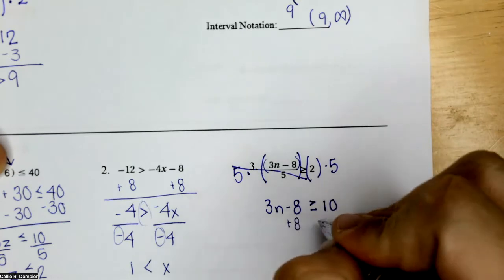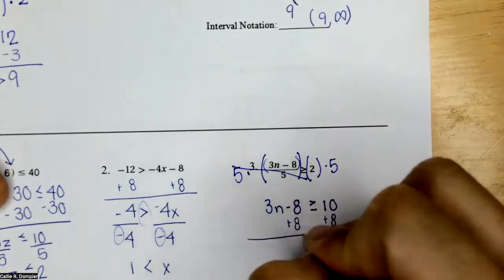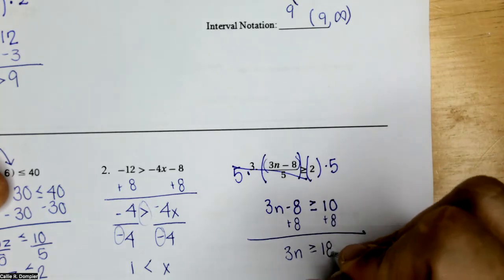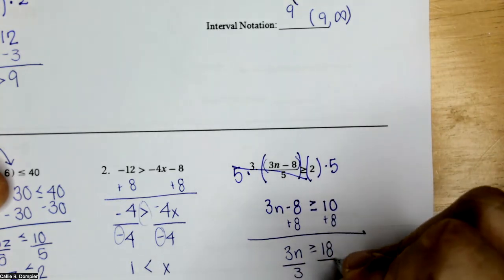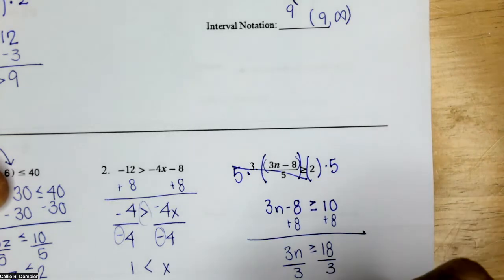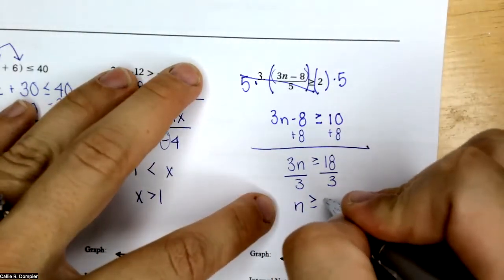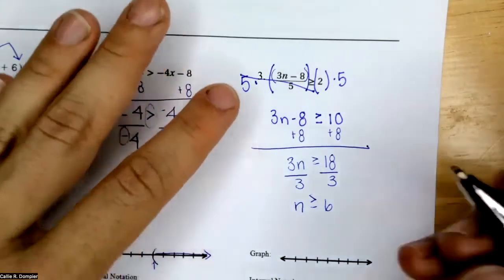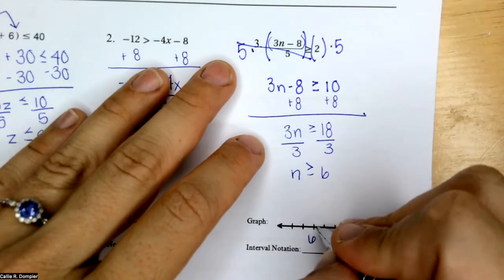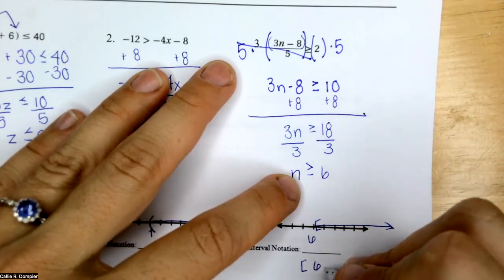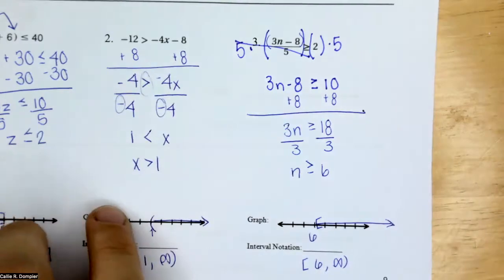Add 8, add 8. 3n is greater than or equal to 18. Divide by 3, divide by 3. N is greater than or equal to 6. Here's 6 on my number line, greater than with a bracket. So it'll be bracket 6 to infinity parentheses.